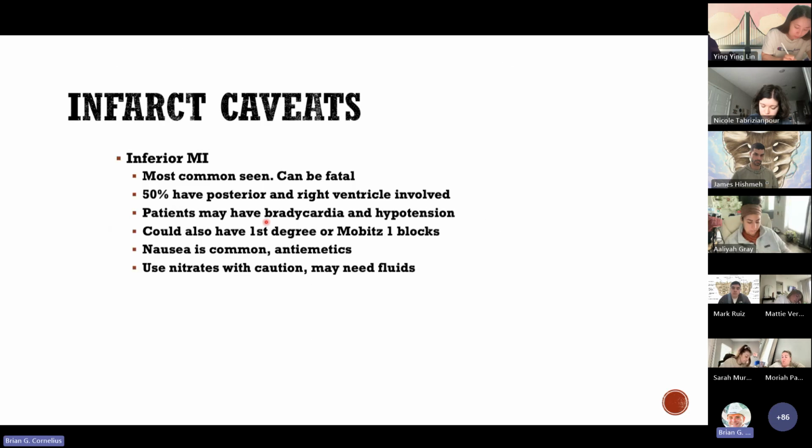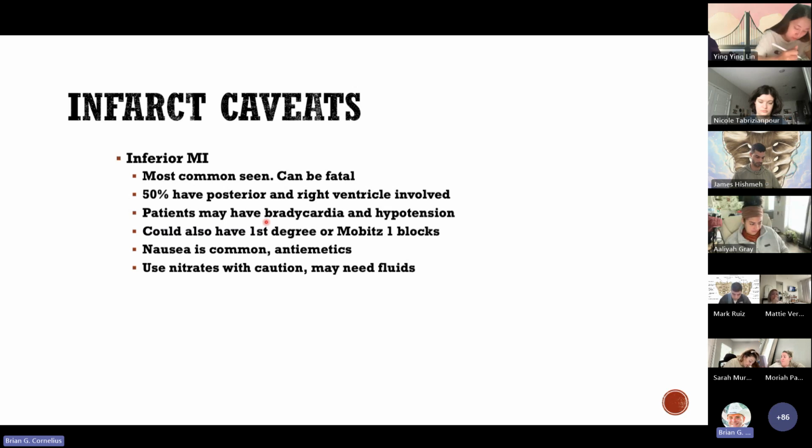So other things for us to think about as far as different types of MIs. Inferior wall MIs are the most commonly seen, but fortunately, they're not as highly fatal as something like a LAD occlusion. In these patients with an inferior wall MI, even though we're just looking at the left inferior wall, about 30% of the time the right ventricle is going to be involved. We're just not looking at it.